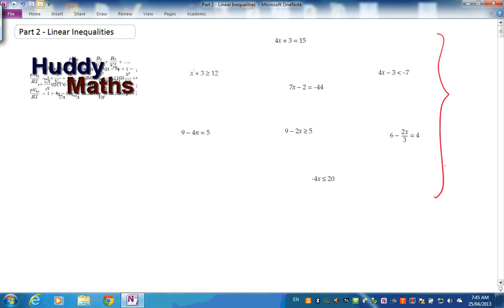Now, what I want you to do is to pick out the ones that look a little bit different from what you've ever seen before. And you might take a little clue from this word up here, inequalities. Inequalities, unequal, not equal perhaps. Can you see the ones that are a little bit different from what we've had before? Let's go and have a look.